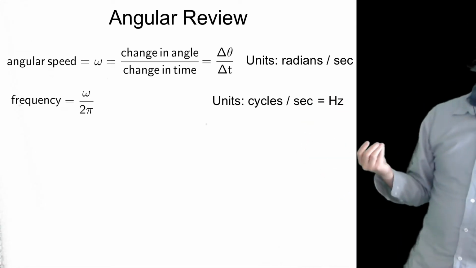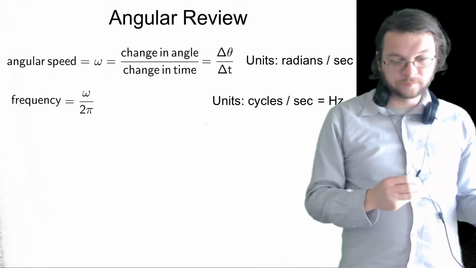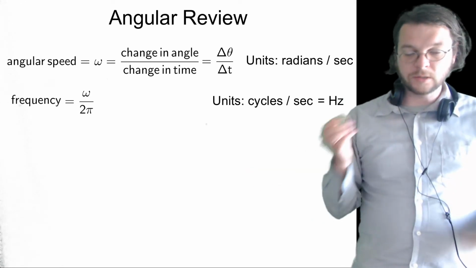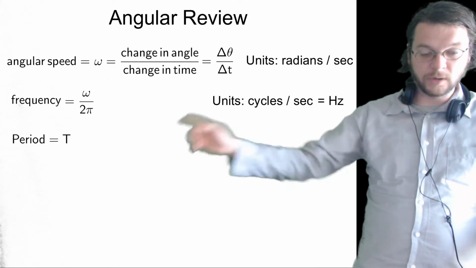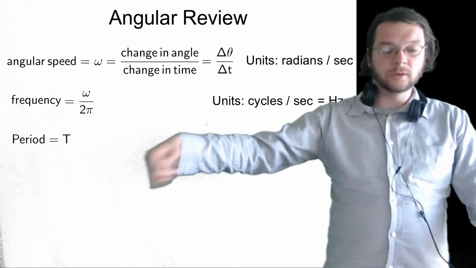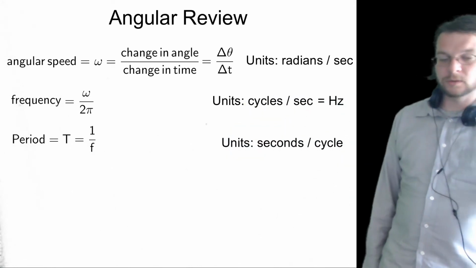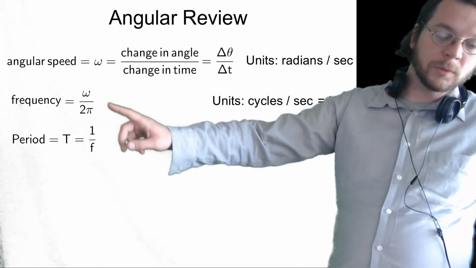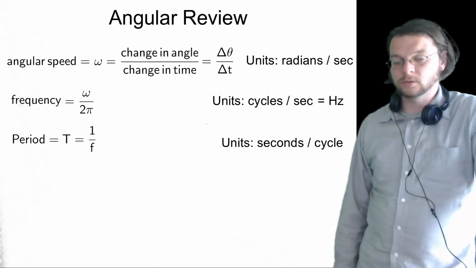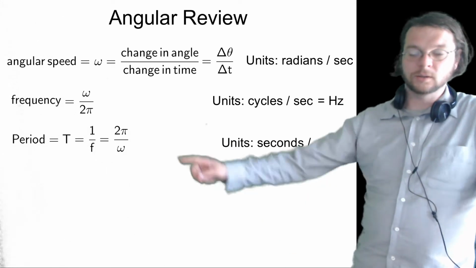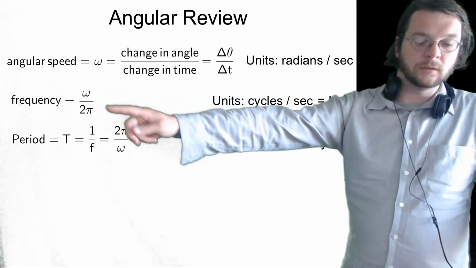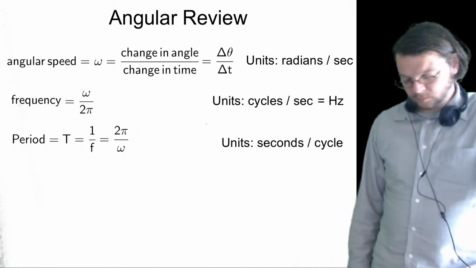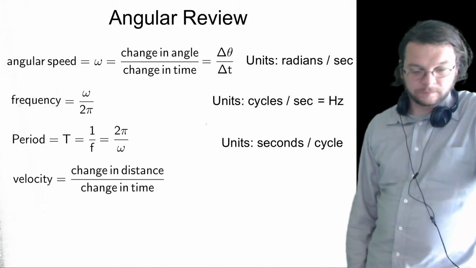Now the period is the number of seconds per cycle. And so if we just take 1 over the frequency, that should give us the period. Or in other words, the period is 1 over the frequency. And because we know how to relate the frequency to the angular speed, that means that the period is also 2 pi over omega, right? Because I can just sub this into here. Okay?